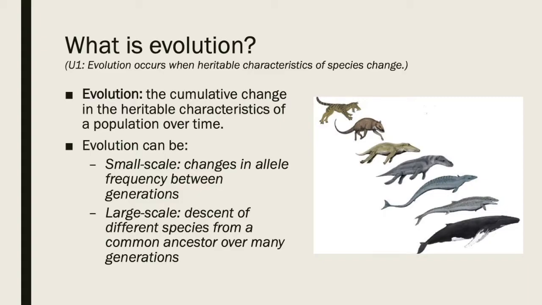Evolution might be small scale, which refers to changes in allele frequency between different generations. Because of natural selection, which we will cover later on, the frequency in alleles of certain traits will change from parent generation to their offspring to the next generation. And these are all small scale changes. Evolution can also be large scale, which is the descent of different species from a common ancestor over many generations. This is the evolution you may be more familiar with, which is when species evolve into other species over a longer period of time through all these frequent small-scale changes adding up.